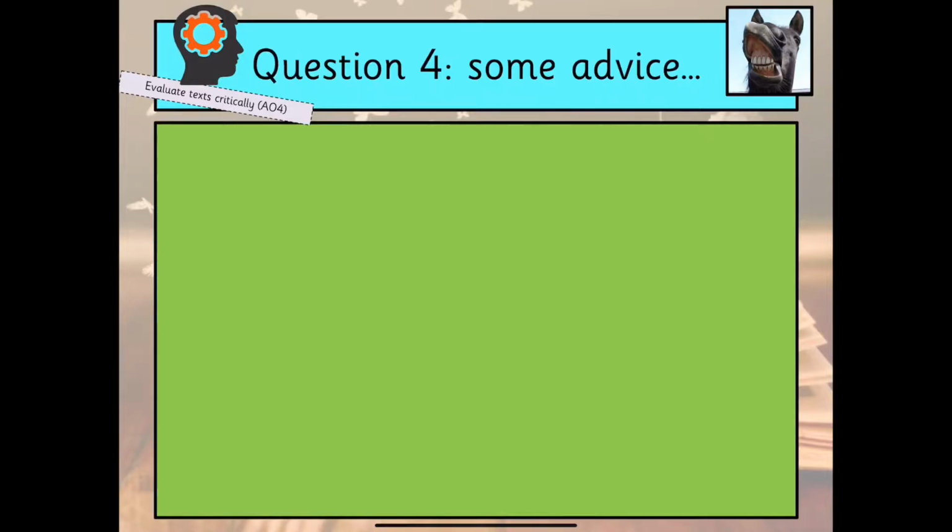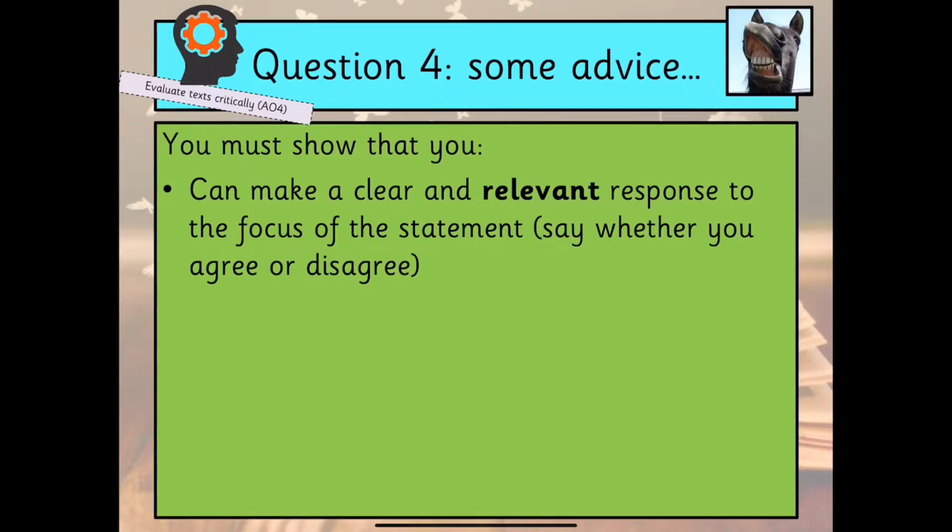Before you have a go at question 4, I'm just going to give you a piece of advice, and this is something that I say to all of my students every time I teach question 4, and some of my students are absolutely sick of hearing me say this, but I cannot emphasise this enough. In order to get good marks on question 4, you have to show that you can make a clear and a relevant response to the focus of the statement. I'm just going to highlight that word again there, relevant.